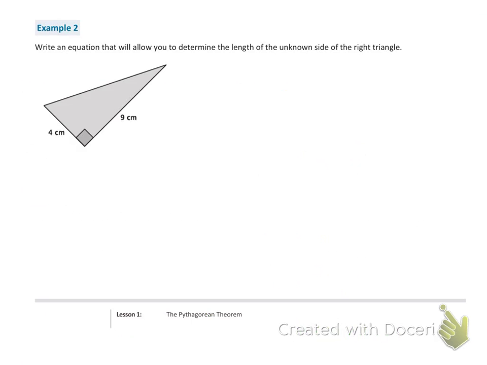Okay, let's look at the next example. Again, write an equation that will allow you to determine the length of the unknown side. So the side we're looking for now is opposite the right angle. So I know that's the hypotenuse, so I'm going to call it C. Again, you can use whatever variable name you want to. I'm just using the letters that are commonly used for the Pythagorean theorem. Okay, so now go ahead and write that equation that will allow you to determine the length of the unknown side.